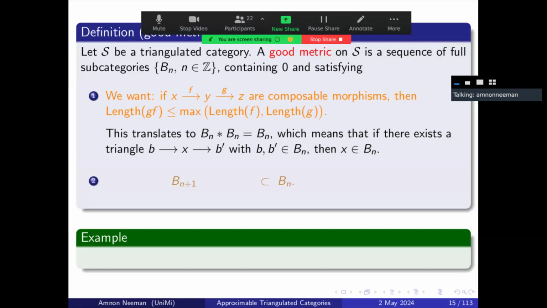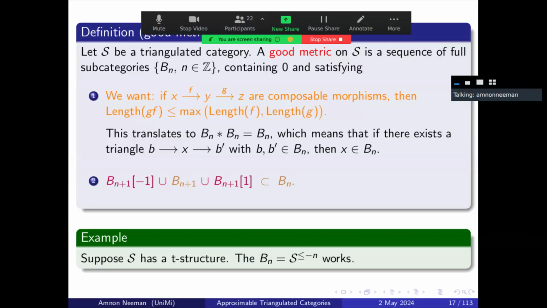And of course, you want the ball of radius 2 to the minus n minus 1 to be contained in the ball of radius 2 to the minus n. That's obvious. The balls should decrease as the radius decreases, but I want them to decrease rapidly. So I want the ball of radius 2 to the minus n to also contain the right and left translates of the ball of radius 2 to the minus n minus 1. And if you want an example, anytime you have a t-structure, you can declare that Bn is equal to S less than or equal to minus n. We'll come back to this example.